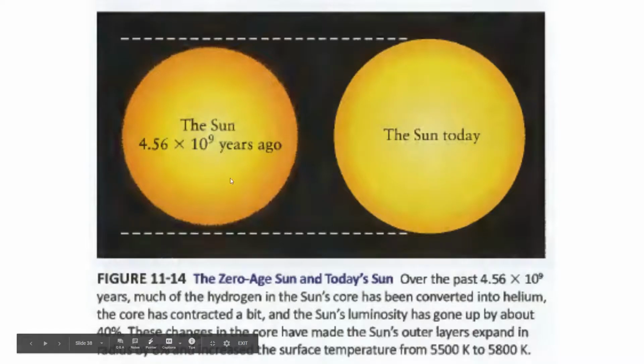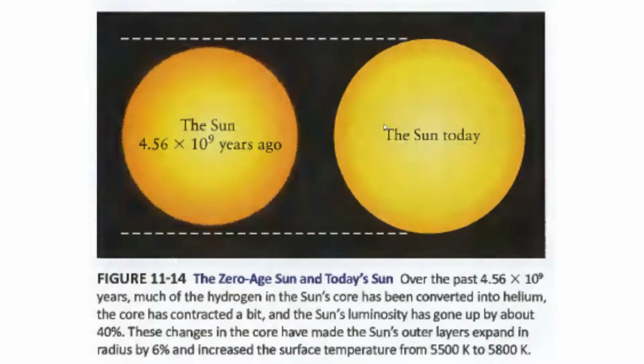So since the sun's formation, the luminosity of the sun has actually increased by 40%. So it's brighter now than it was when it first formed. And also the sun's about 6% larger, or it takes up at least 6% more space than it used to. And this is still because the interior of the sun gets really hot. It pushes the outer layers farther out.